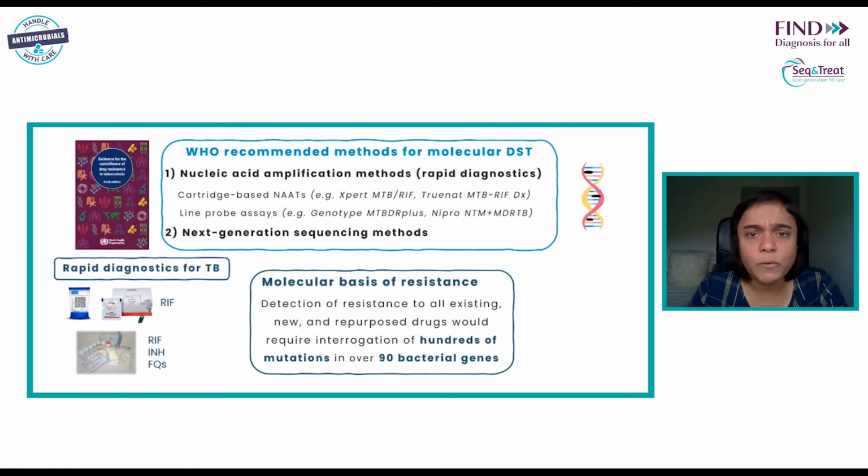Decades of research have contributed to our knowledge of genetic mutations associated with drug resistance. Detection of resistance to all existing, new, and repurposed TB drugs would require interrogation of hundreds of mutations over 90 bacterial genes. Rapid diagnostic tests are designed to target short regions of the DNA that harbor the most common mutations. Therefore, they're not as comprehensive as conventional phenotypic testing.